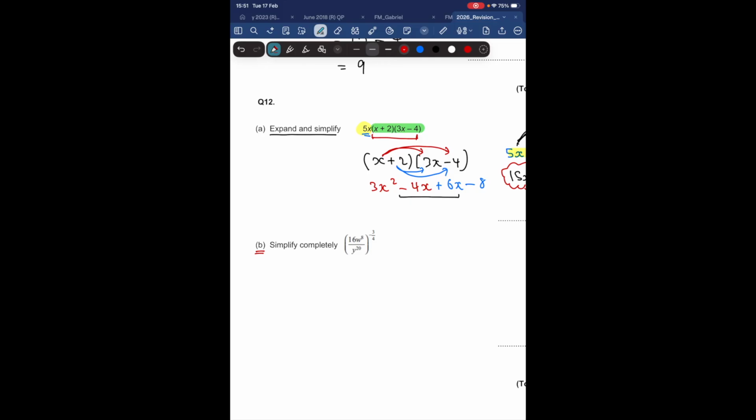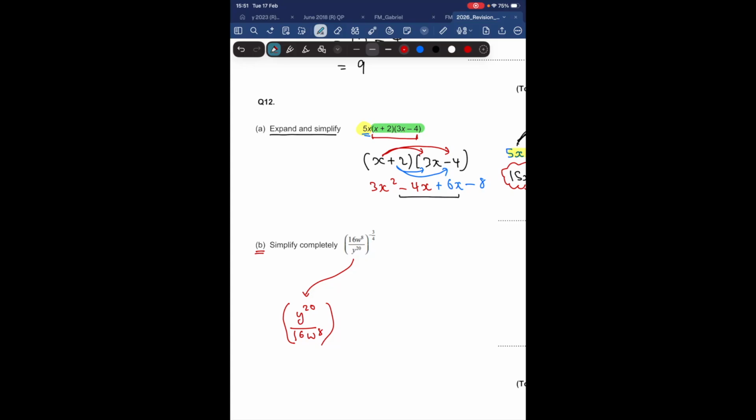Part B in this question is a powers and indices question. Here we're given this bracket which is raised to the power of minus 3/4. The first thing to note is that we have a negative power up here, and the way that we deal with a negative is we can get rid of it by flipping the fraction inside the bracket.